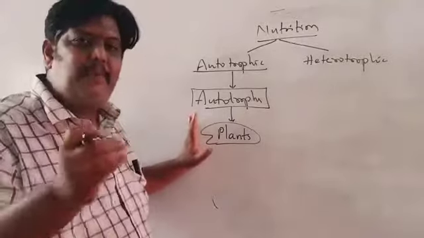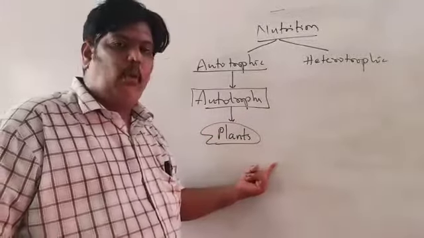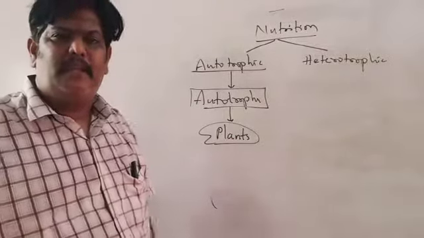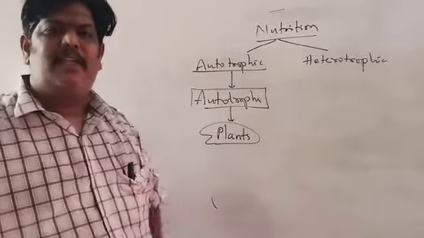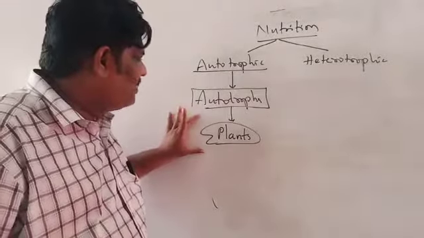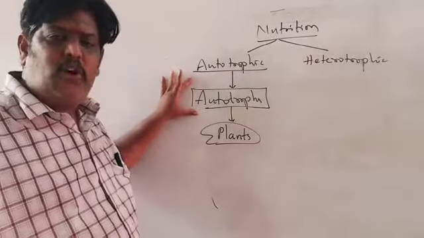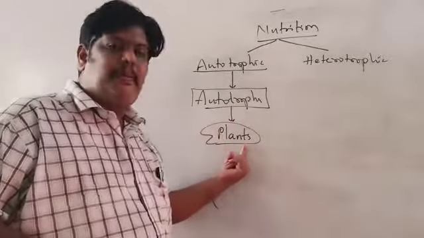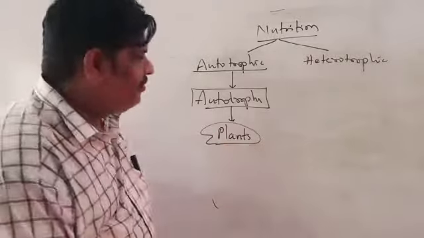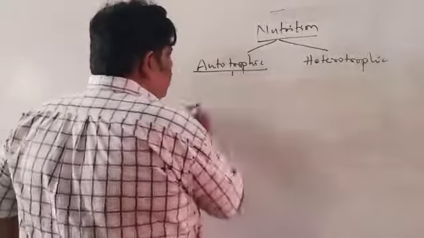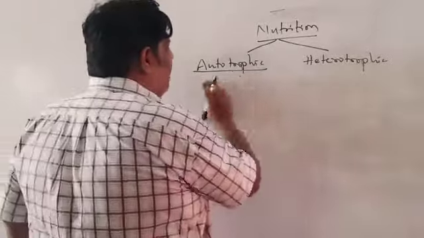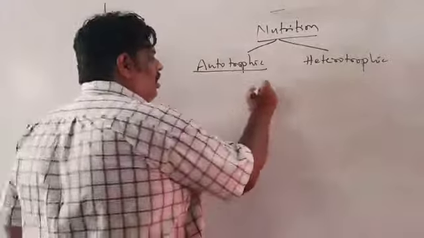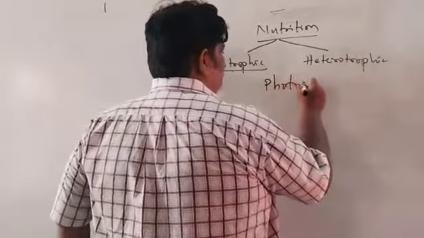Plants have the ability to prepare their own food material. No other organism on the earth can prepare its food material, except some photosynthetic bacteria. So plants are the best examples of autotrophs. Now we are going to learn how plants prepare their food material. From the lower classes itself, we are reading a special topic which is called photosynthesis.